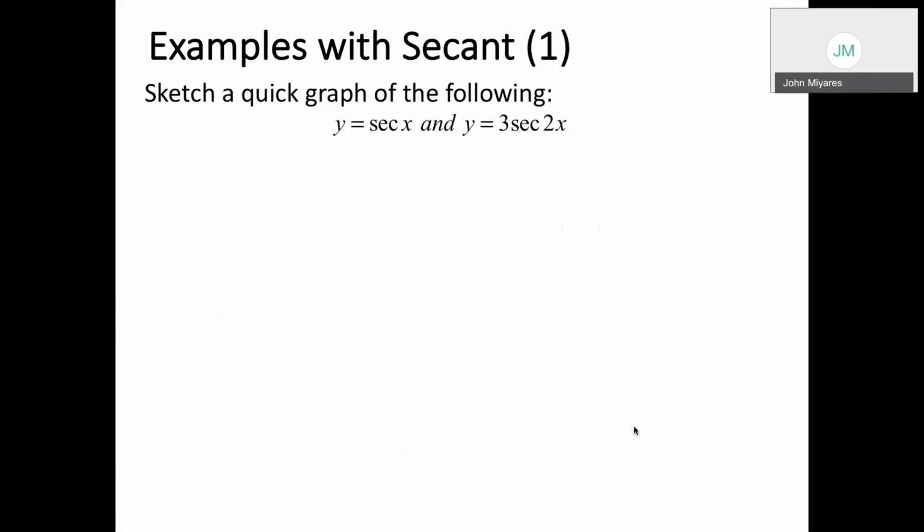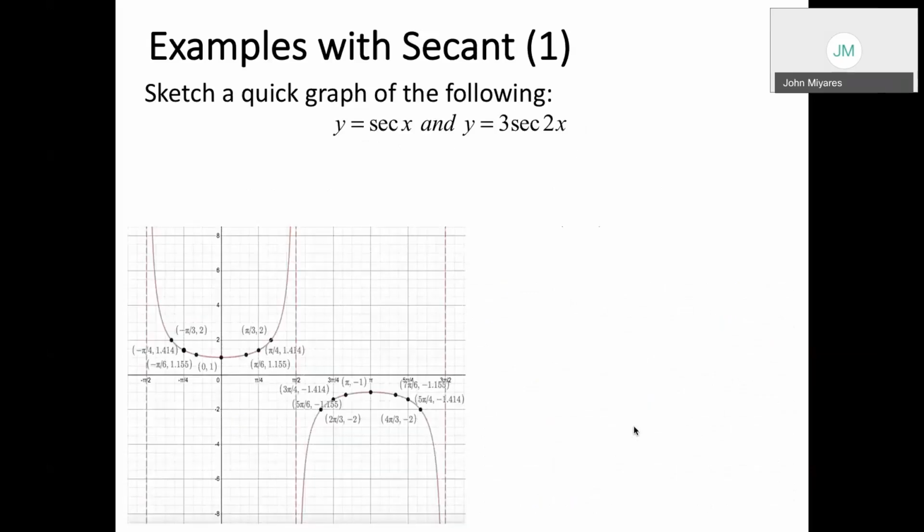Now let's look at a couple involving secant. In our first example, let's see what happens when we compare the graph of y equals the secant of x to y equals 3 times the secant of 2x. I've drawn one cycle of the secant graph here with values ranging from negative pi over 2 up to 3 pi over 2 on the x-axis. I did it this way because splitting it between 0 and 2 pi is going to be much harder to see and to visualize.